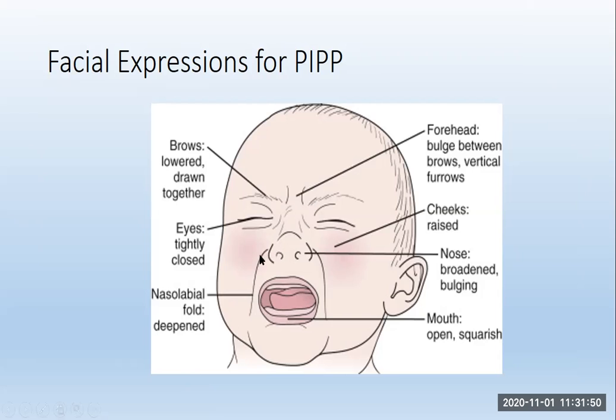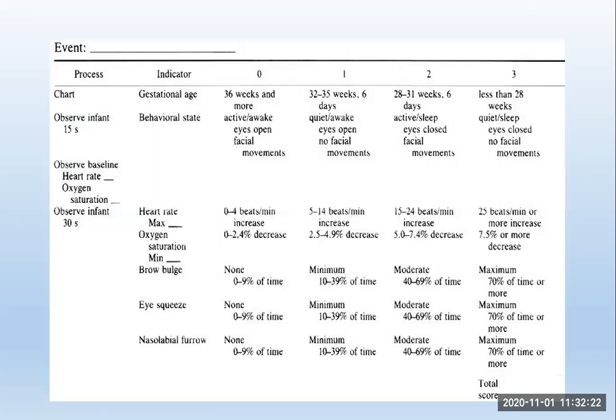This is a nasolabial fold, which is vertical. You can see it just to the side of the nose and the angle of the mouth. It is a nasolabial fold. You can see it is very deepened. Second is nose broadened or bulging, nasal flaring. You can see the mouth open and squarish. You can see the cheeks which are raised. So these are all the expressions which we use in assessing the pain assessment score in newborns.